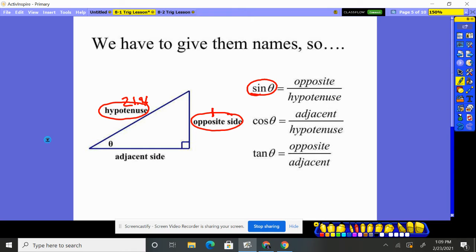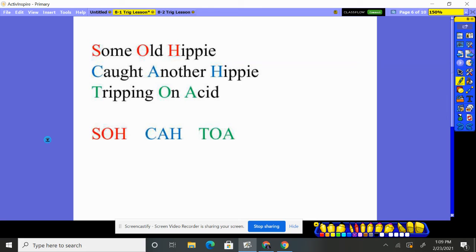Cosine will be your adjacent over your hypotenuse. And finally, tangent, which is abbreviated tan, will be the relationship between the opposite side and the adjacent side. So we came up with names for the 3 different ratios. Well, how are we going to remember that? Here's how we remember it. We remember it with this expression.